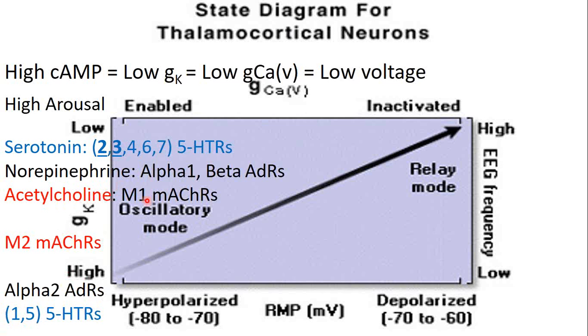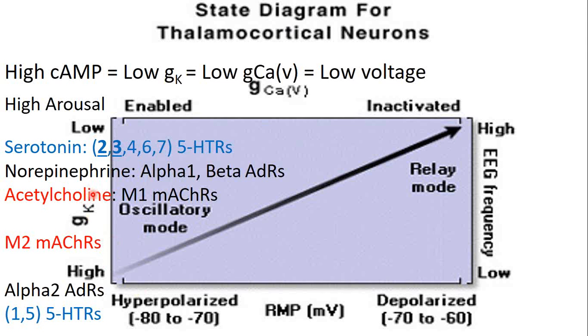We said for acetylcholine, these are your M1 receptors. So we have specific drugs that work just on M1 receptors, and specific drugs that work on the M2 receptors. The M2 receptors were inhibitory. This is the acetylcholine input in red. You see the red here? So here's the high arousal acetylcholine input, and here's the low arousal acetylcholine input, producing the low frequency and the high frequency here.